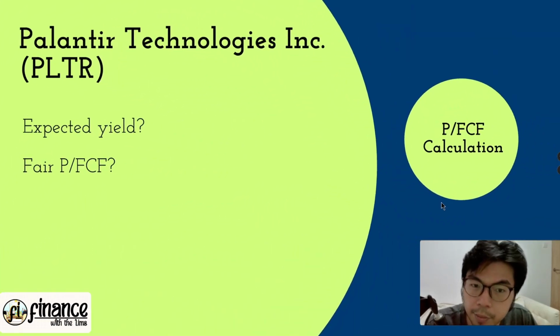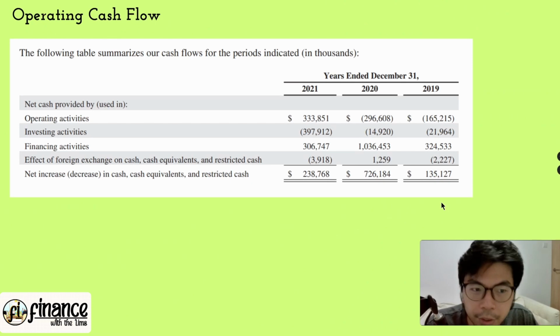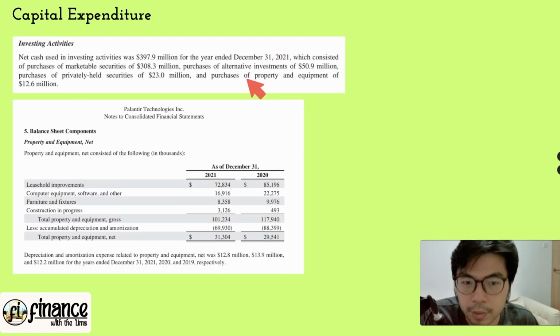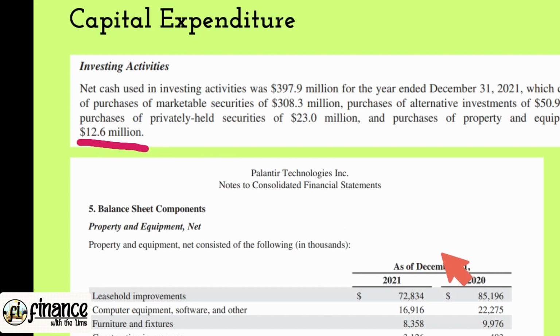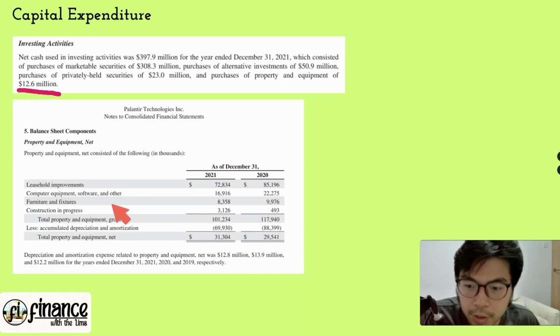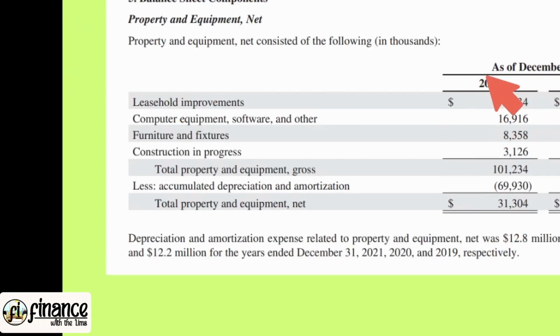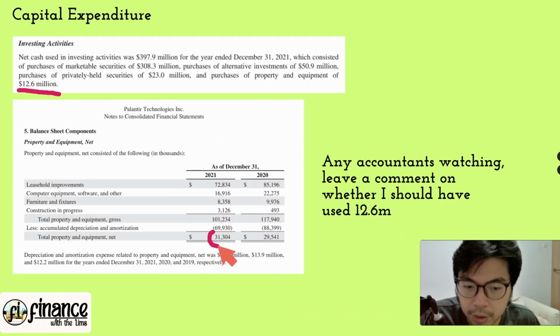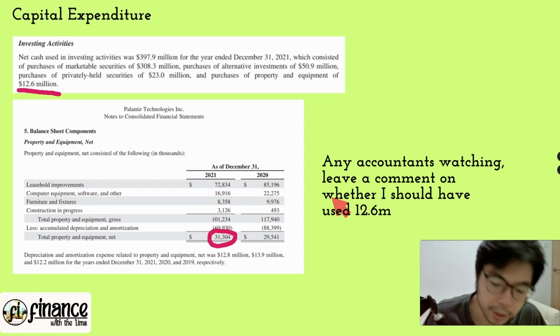Next, let's look at Palantir Technologies. So the operating cash flow for their most recent annual report is $238 million. Next, let's look at the purchase of property and equipment, which amounted to $12.6 million. However, if we were to consider all of these items as capital expenditure, computer equipment, furniture, and construction, it will be a higher number, 31 million. So I'm going to use that in my calculation.